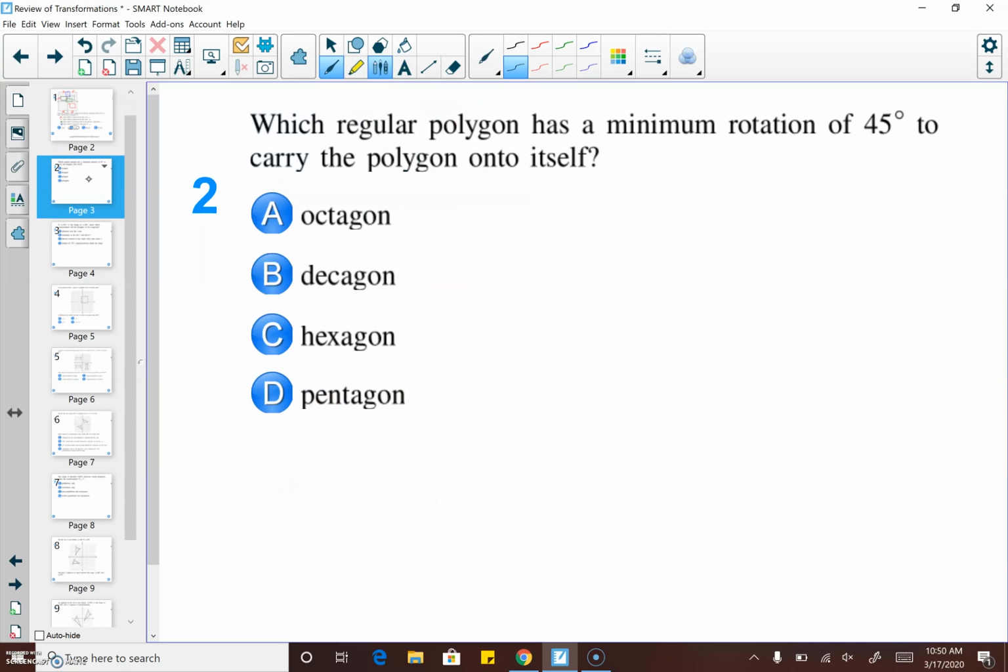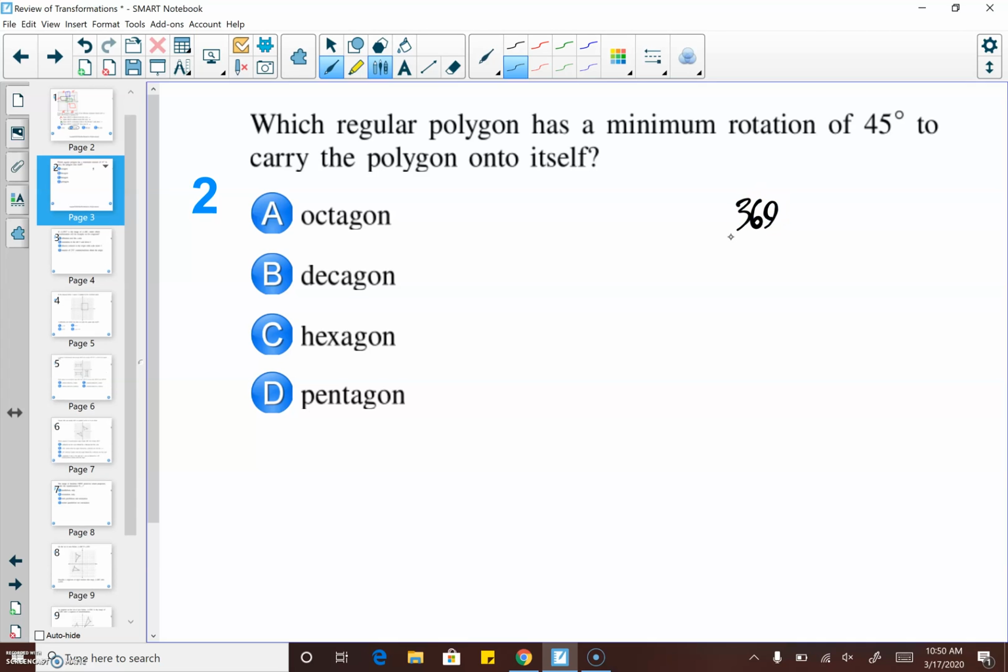Which regular polygon has a minimum rotation of 45 degrees to carry the polygon onto itself? So we need to remember, whenever we're talking about minimum number of degrees, it's 360 divided by n, where n is the number of sides. So as we go through, if we take the octagon, 360 divided by 8, that gives us 45 degrees. So that seems to be our answer, but let's just go quickly through the others.